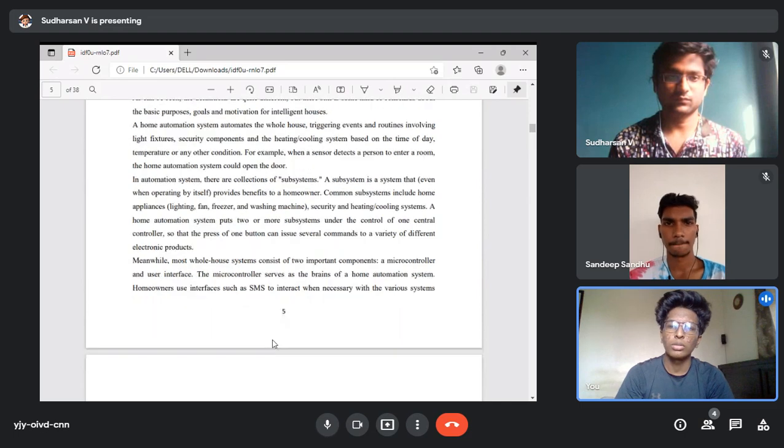A house automation system is a component of events which have, however, a user interface such as SMS to interact when necessary with the various systems.